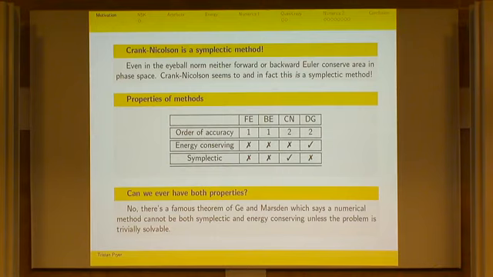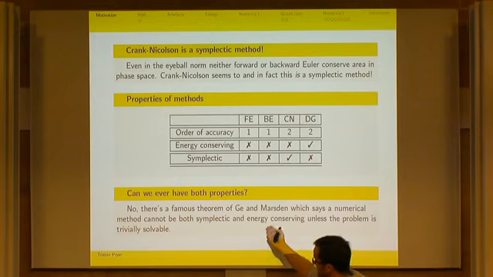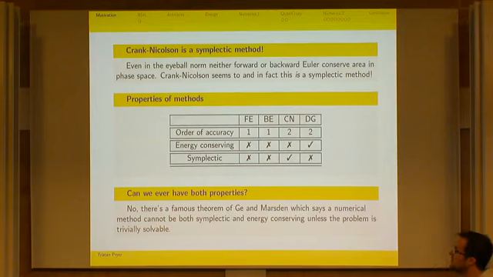The answer is no. You can't have both. You can't be symplectic and energy conserving unless you're in the very special case of a quadratic Hamiltonian. There's this famous theorem by Ge and Marsden. They say you can't do both at the same time unless the problem is a trivial problem, like this quadratic harmonic oscillator problem.